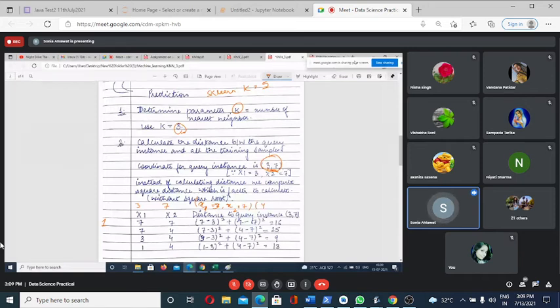Similarly, y1 is 7 and y2 is again 7. So I calculated the distance. The first one is coming out to be (7 minus 3) whole square, that is (x2 minus x1) whole square, plus (7 minus 7) whole square, which is 0. I'll tell you why I hadn't taken the square root of it. It is coming out to be 16. Is it clear to everyone? I didn't take the square root. मैंने under root नहीं लिया है.